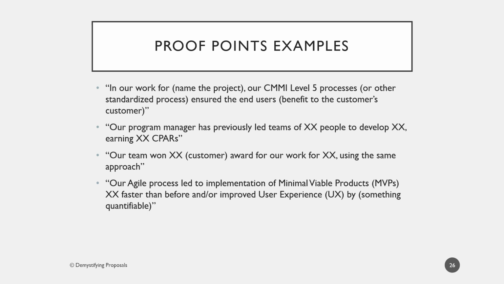Again, you're looking for the so what. Why is it important that you did this work? What was the value to your customer? Well, in this case, you got an award for it. Great. That's a wonderful proof point. Or the last example here: our agile process led to implementation of minimum viable products XX faster than before, or an improved user experience by something that's quantifiable. So those are examples of proof points.